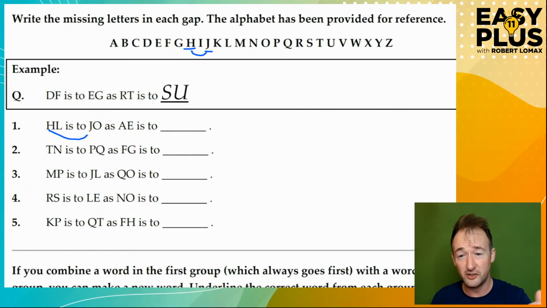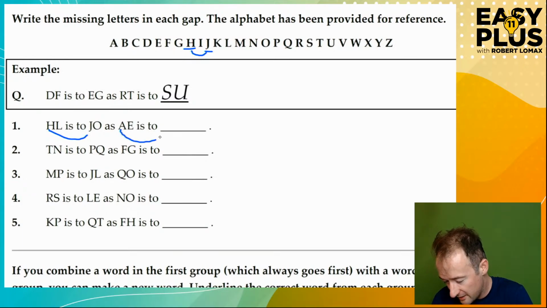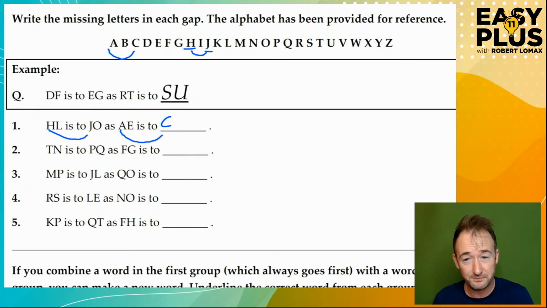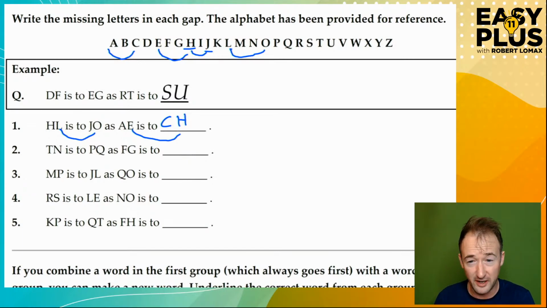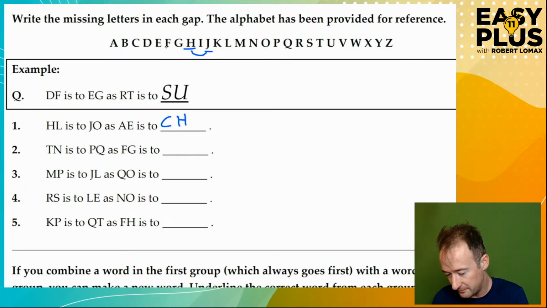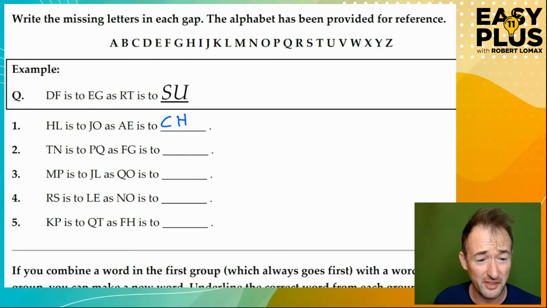So HL is to JO as AE is to something. So H is to J as A is to something. H to J is 2 to the right, A we go 2 to the right and we get C. Okay? So we're just working with one letter at a time. Now we do the same thing with the second letter. L is to O as E is to something. L to O, how do we do that? L to O, 1, 2, 3. So E, 1, 2, 3 to the right, H. Okay? So HL is to JO as AE is to CH. And that is our answer. So it's really straightforward once you get the hang of how to do it.